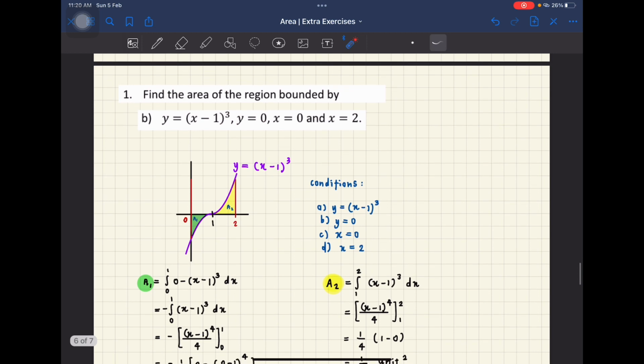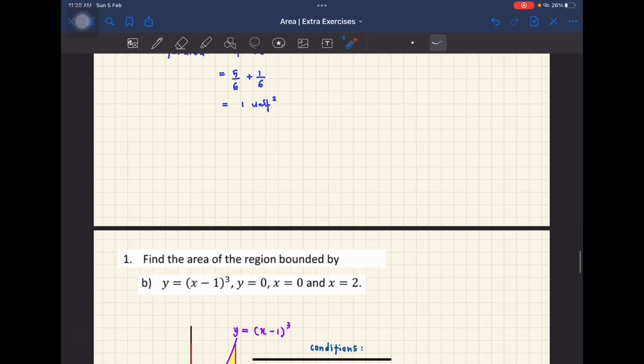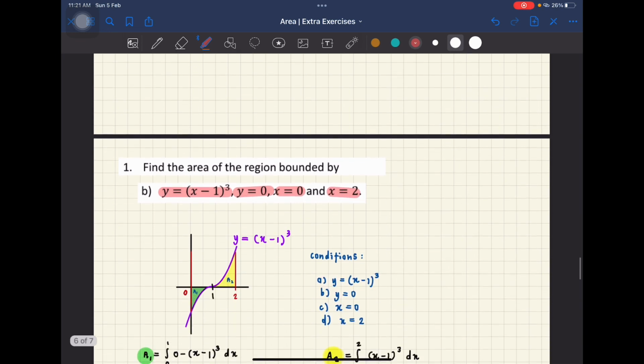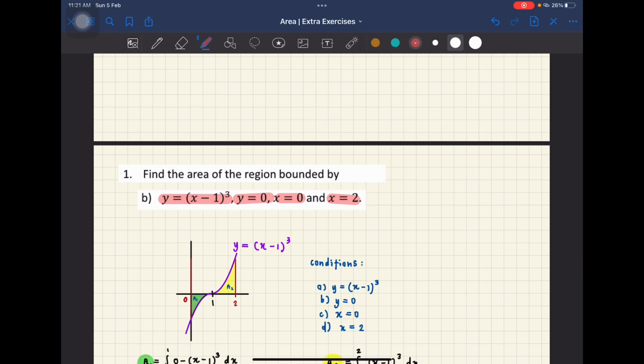Okay, next question. Alright, so next question. Find the area of the region bounded by these 4 conditions. So you have y equals to (x minus 1) cube, y equals to 0, x equals to 0, and x equals to 2. Okay, so these are the conditions that were given by the question. Okay, so this one tak perlu tulis pun, saya saja tulis.